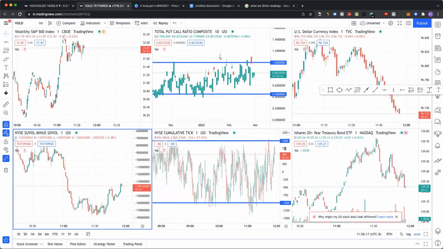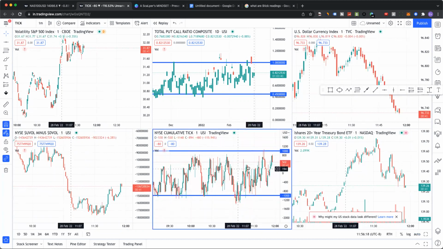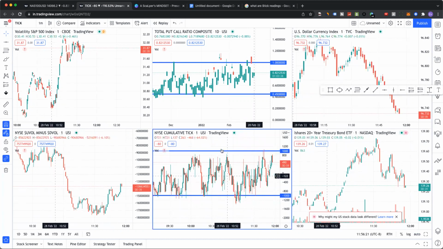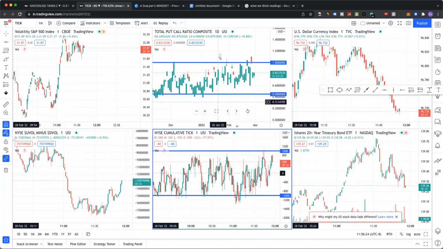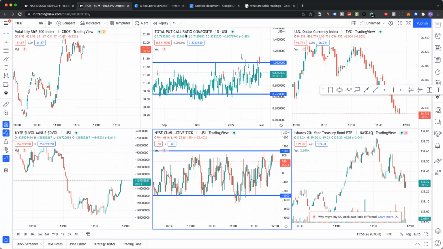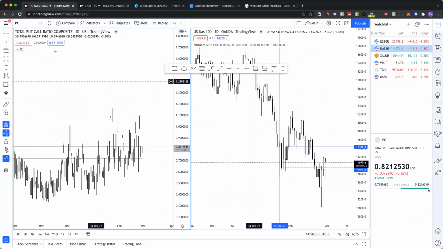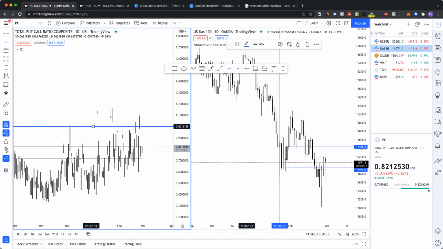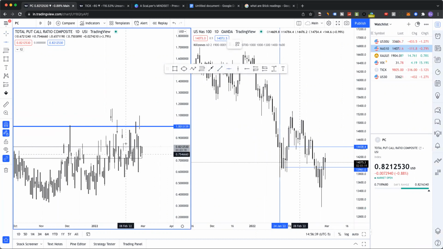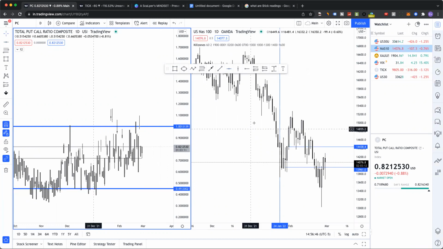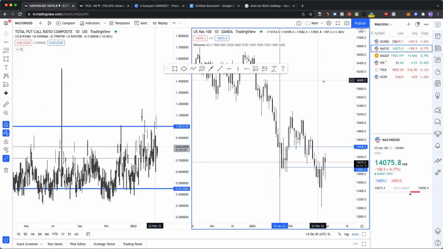But that's not all you need, right? We need to look at market structure and compare it with our market internals, okay? So if we look at the put to call ratio, let me just go over to this side. Anything above 1,000 or 1, sorry. Anything below 0.45. Okay. So these are both on a daily chart.